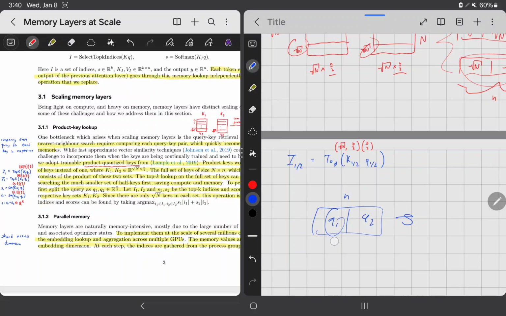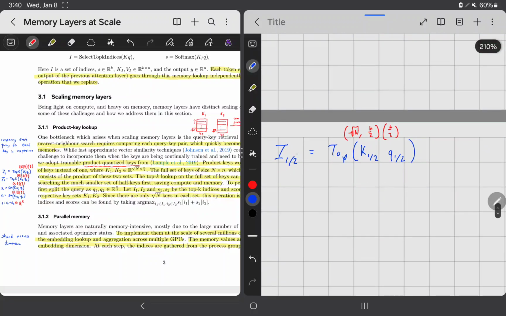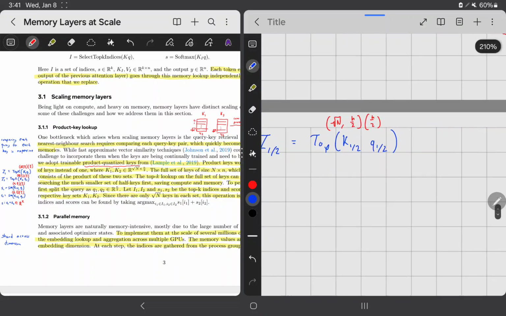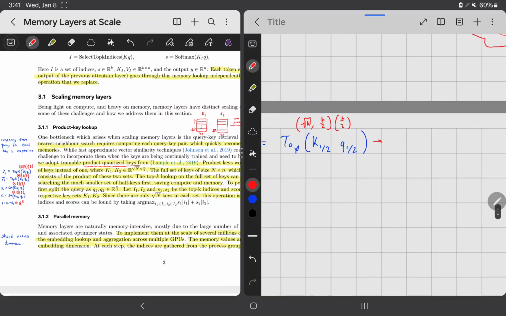And Q1 is going to go with K1, and Q2 is going to go with K2. So that's the notation here. 1 over 2 is just denoting you do this for both K1 and K2, so you do this for both halves of the dimension, instead of me having to write out I1 and then I2, which is the exact same equation. So this here will give you an output of shape root n.